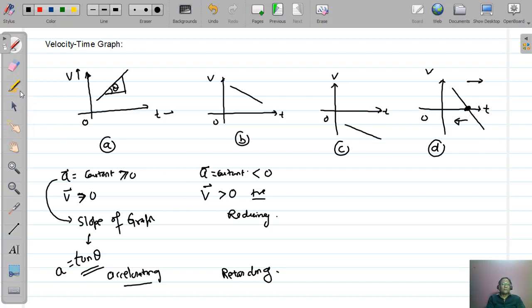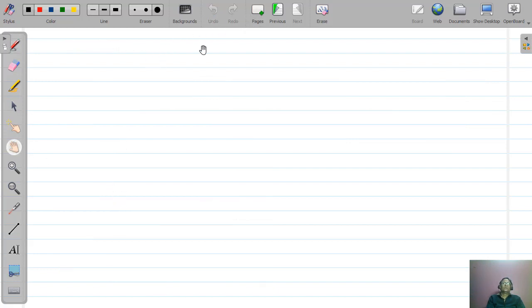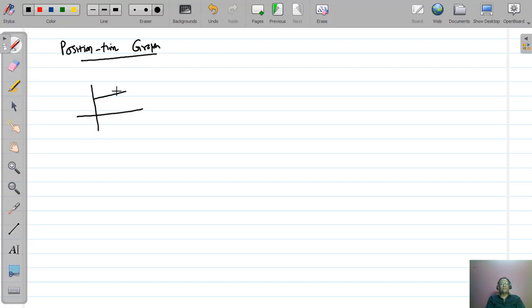Let me discuss some more graphs. Let me take some position time graphs for more clarity. As we have already said, if the position time graph is a horizontal line, then it means the object is at rest. If the position time graph is a straight line, it means the object is moving with constant velocity.